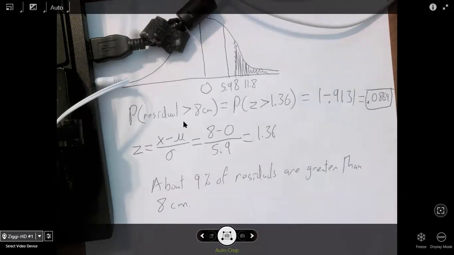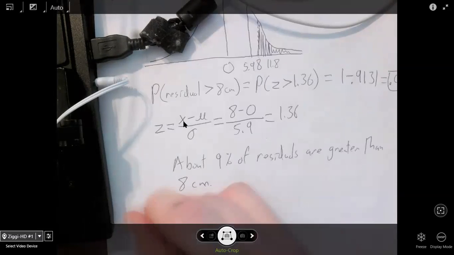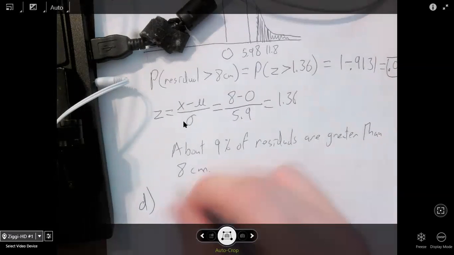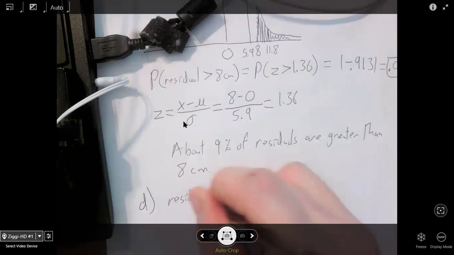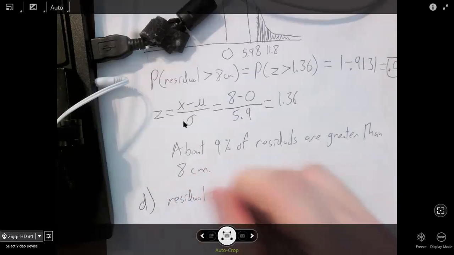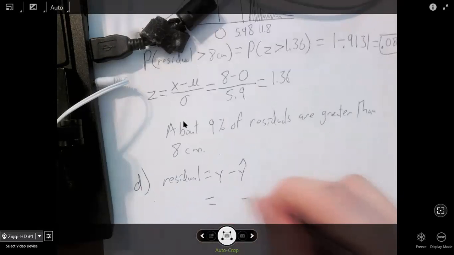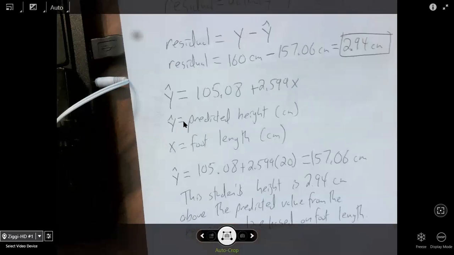Well, why do you think they picked 20 centimeters? Because we already know the predicted Y value for a student with a foot length of 20 centimeters is, right? We got that, that was 157.06, right?